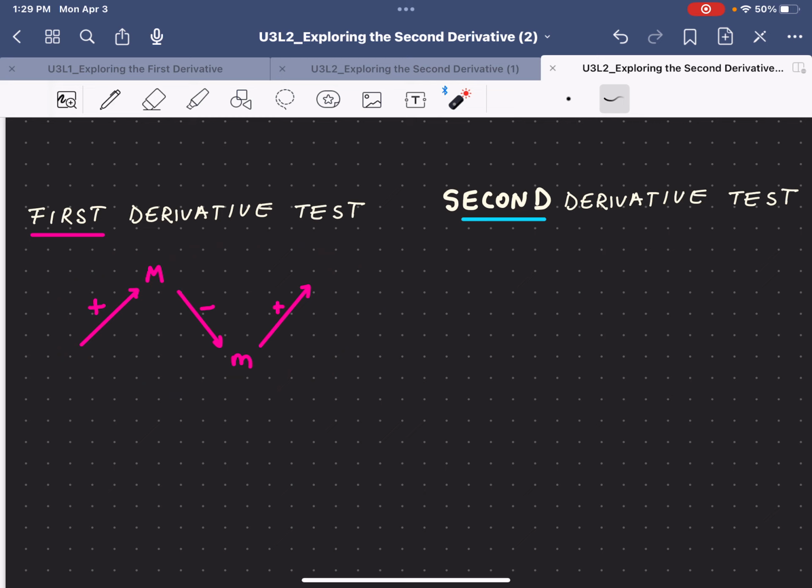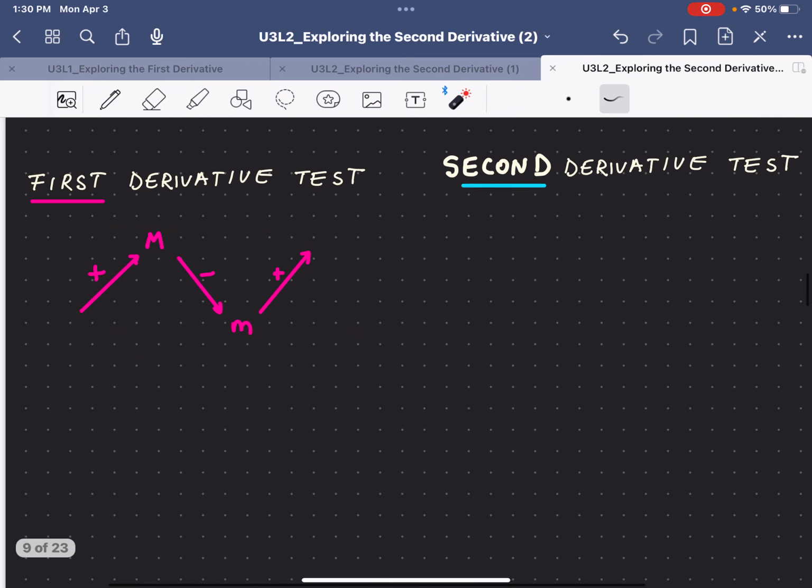Now in this lesson, we are going to learn how to use the second derivative test to determine the extrema on the graph of the function and identify those extrema as min and max without having to build this chart. Okay, so let's get started.